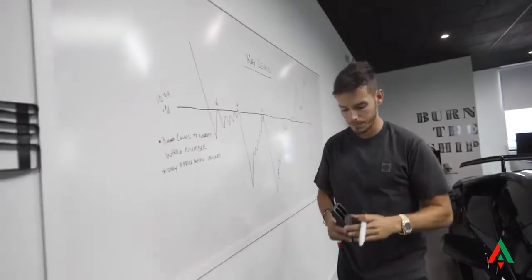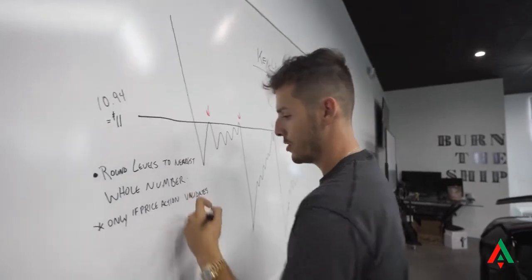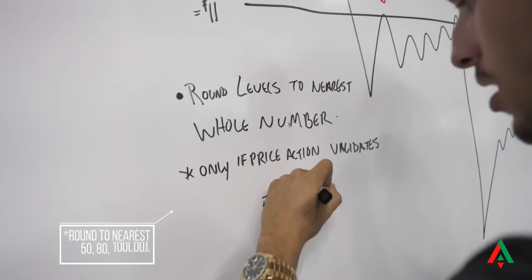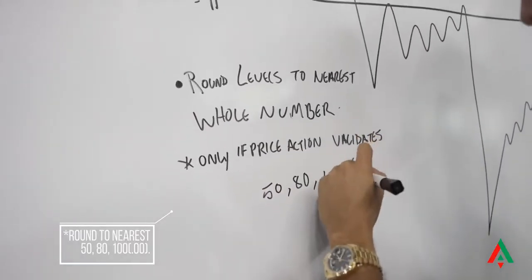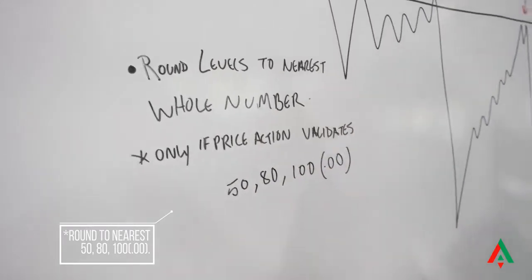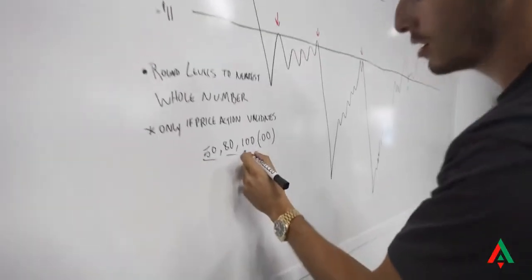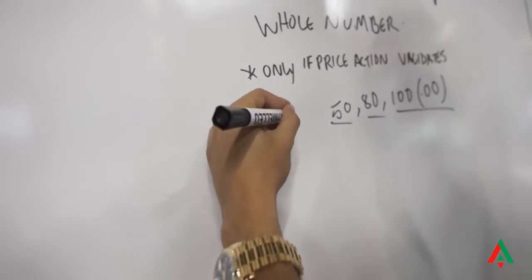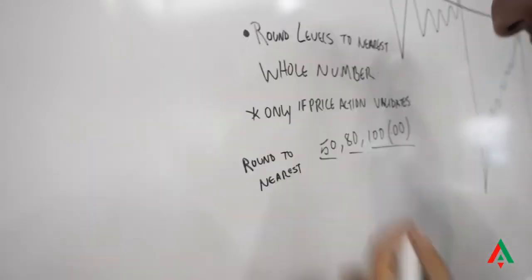Okay, so another thing with rounding is you always want to round to 50, 80, and 100. When I say 100, you could just put .00 whole numbers. Very important, so make sure you guys have that. 50, 80. So that's an important thing to do.